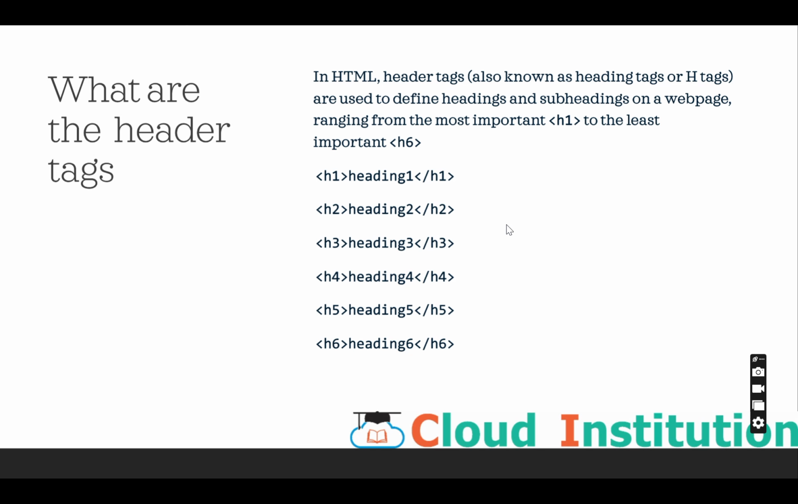We have a topic: what are header tags? First of all, we need to understand what these header tags are for. What is the purpose of the header tag? If you are using header tags, it will give the headings and subheadings for your web page. In HTML, header tags are also known as heading tags or H tags. They are used to define the headings and subheadings on web pages. There are six types, from H1 to H6, meaning H1, H2, H3, H4, H5 and H6.